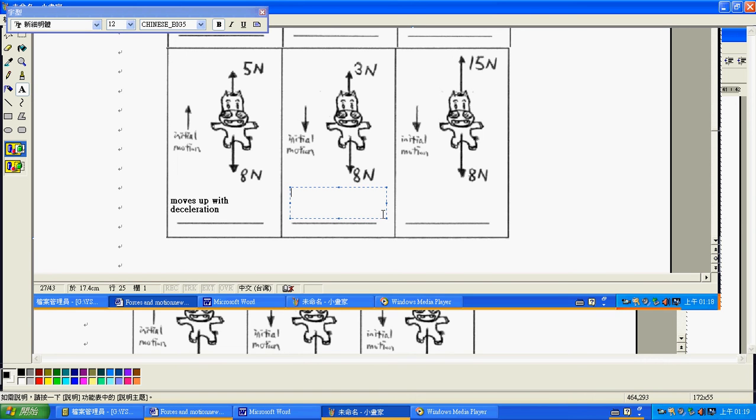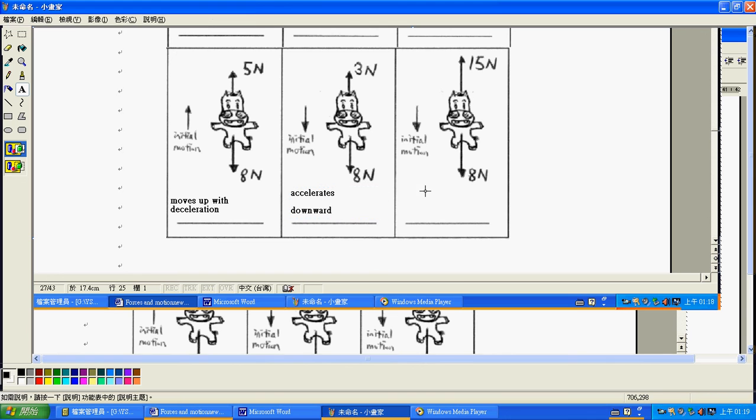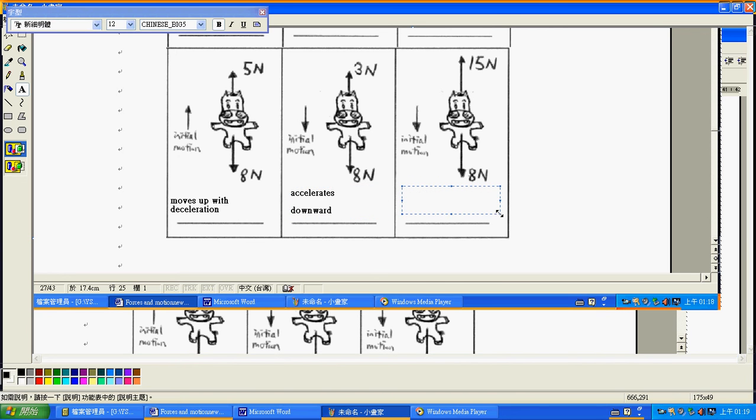So for the next situation, the initial motion is downward and we have a net downward force, so it accelerates downwards.